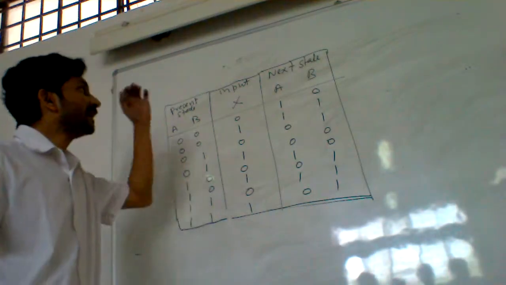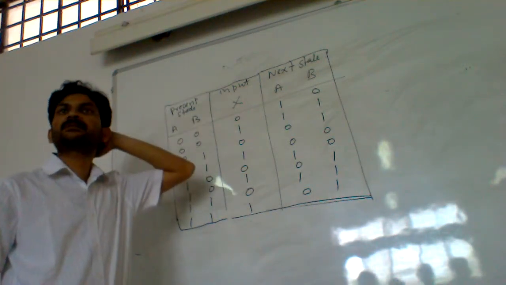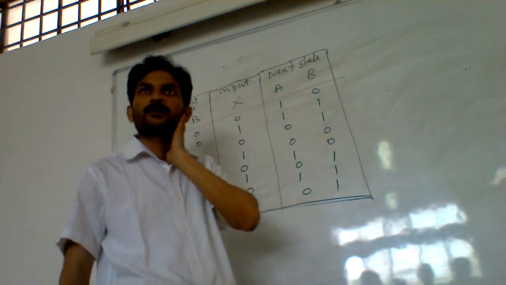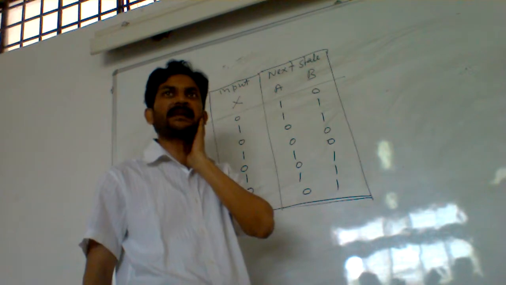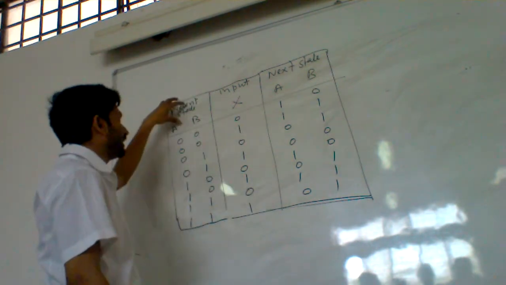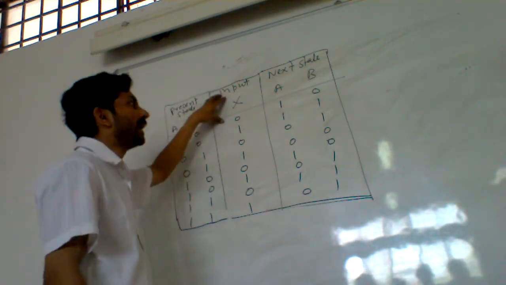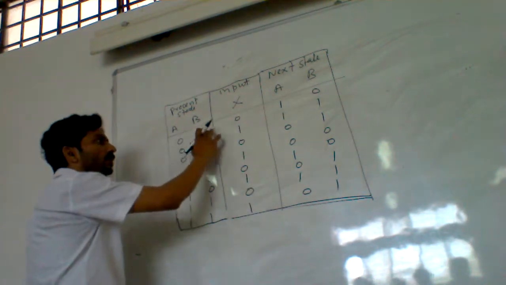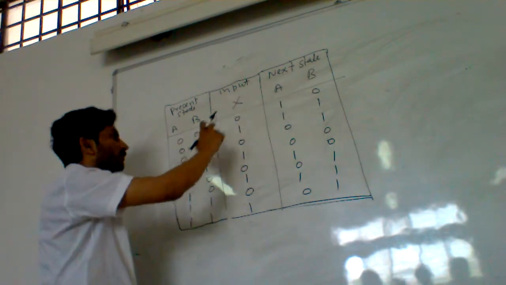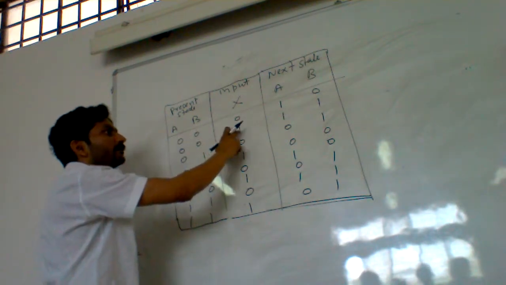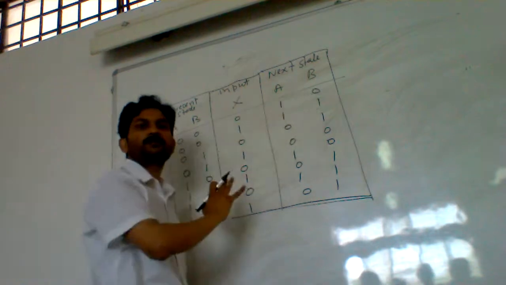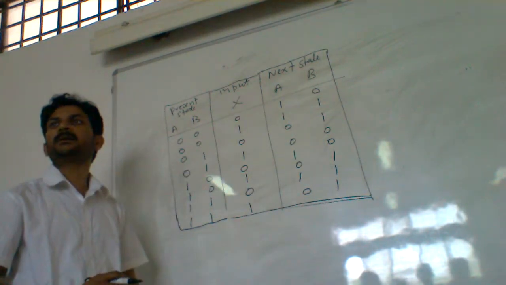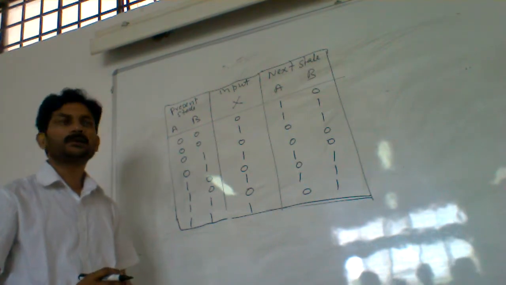The example is to design a synchronous sequential circuit using JK flip-flops from the given state table. The table has present state AB, input X, and next state AB. The table is given here: 0 0, 0 1, 0 0, 0 0. Input is 1, then the next state is 1 1. From this table, you have to design the synchronous sequential circuit.